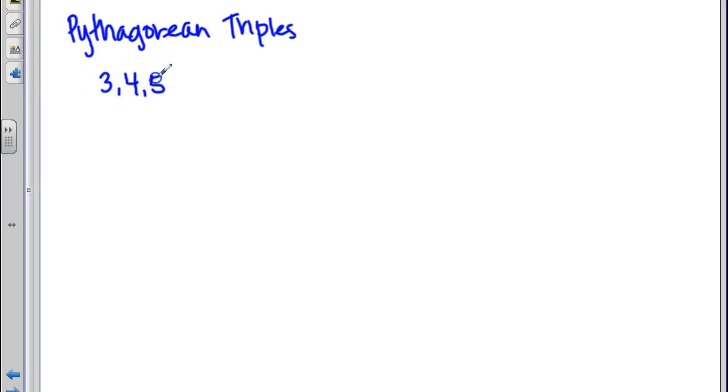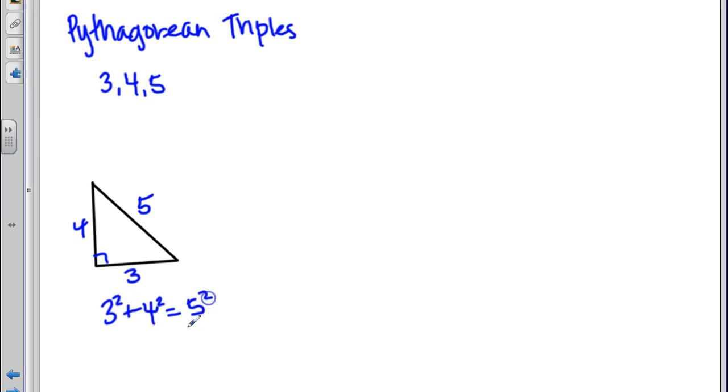3, 4, 5 is a common Pythagorean triple. So you can probably guess which numbers go on the sides and which number goes on the hypotenuse. So 3, 4, 5. Common Pythagorean triple. 3 squared plus 4 squared equals 5 squared. So if they ask you if these are lengths of a right triangle, you plug them into the Pythagorean theorem. 9 and 16 is 25. 25 equals 25. True.